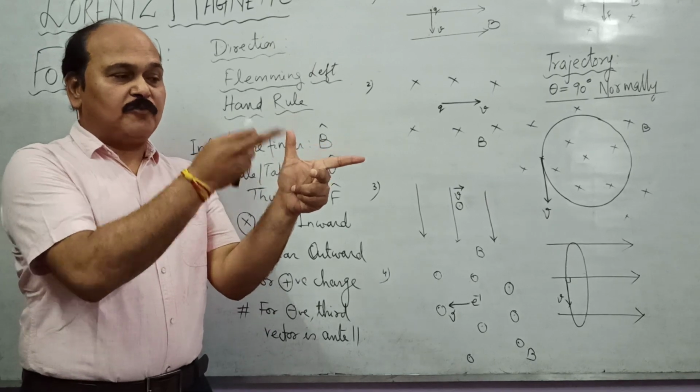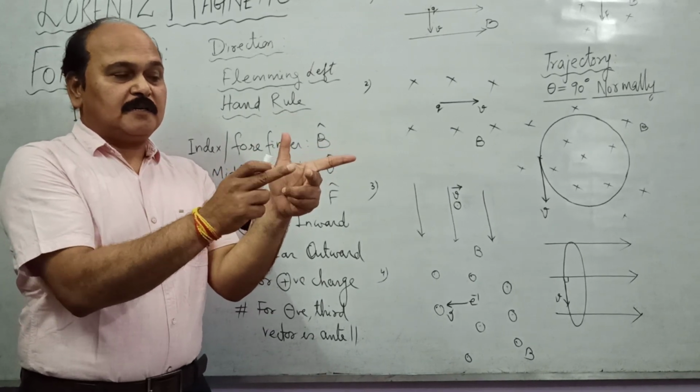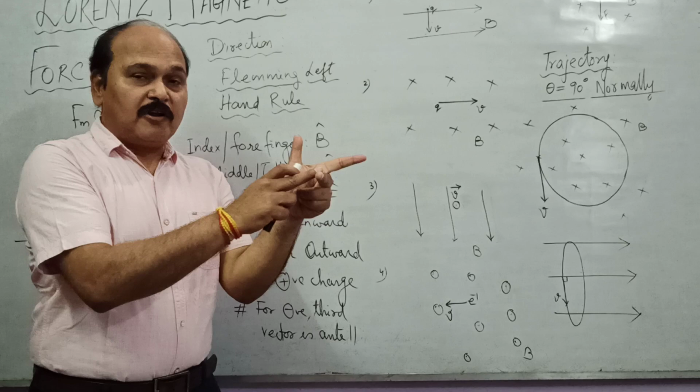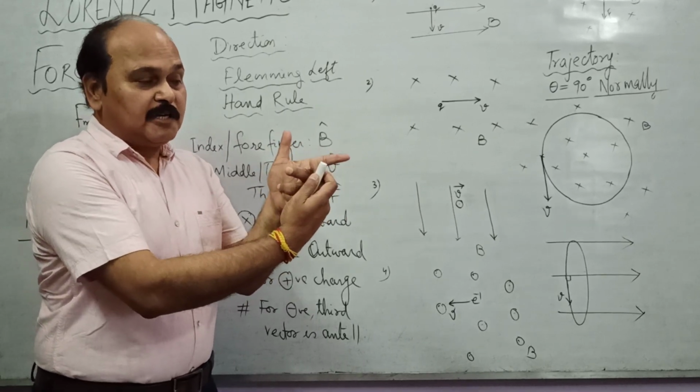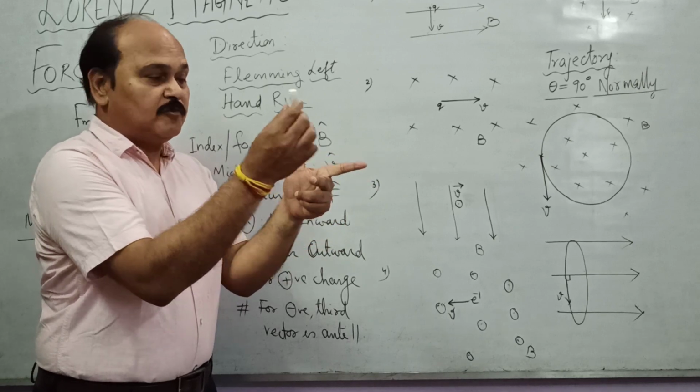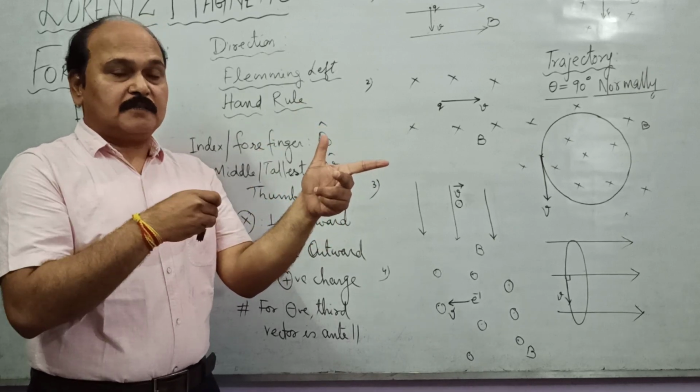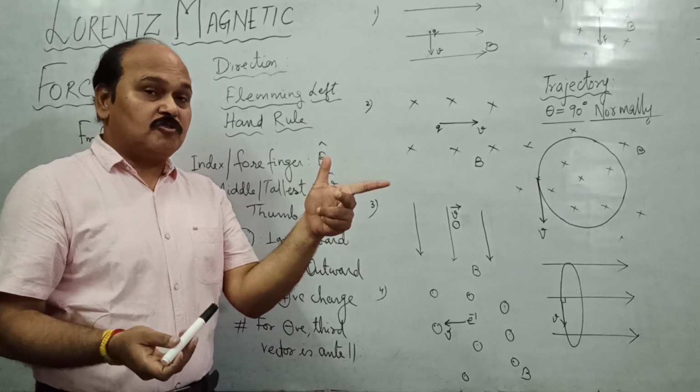If this happens to be force, this happens to be say velocity of negative charge, then the third vector is what? Magnetic field. It won't be in this direction, it would be in fact in this direction. So direction of third vector is going to be anti-parallel.